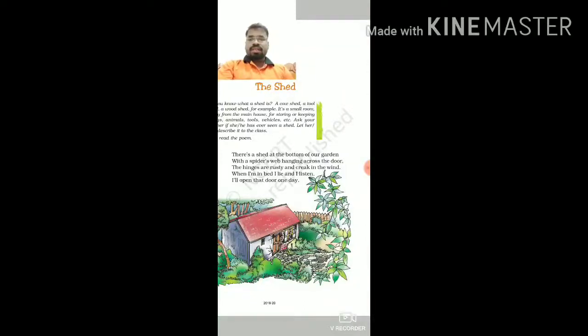The hinges are rusty. We are talking about the door. Hinges, you know, are the screws attached to the door to move it here and there. So those hinges are rusty. Rusty means they were rusted, corroded, we can say. The science term is rusting. And creak in the wind. Creak in the wind means they make a sound when there is wind.